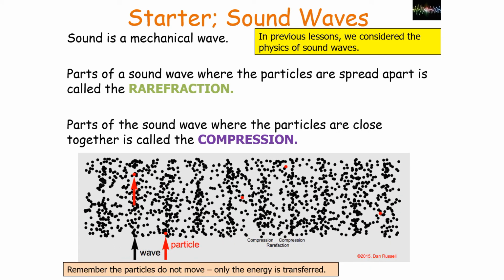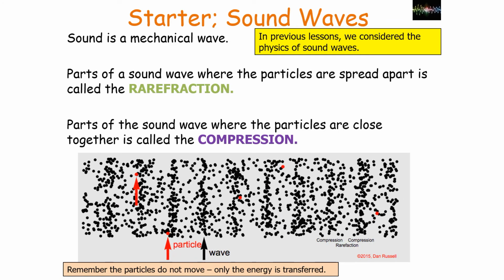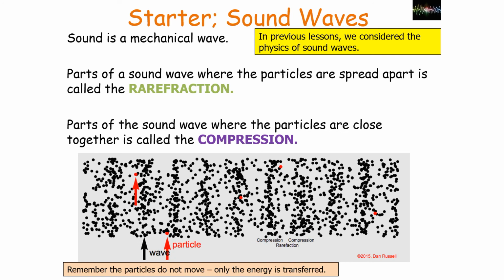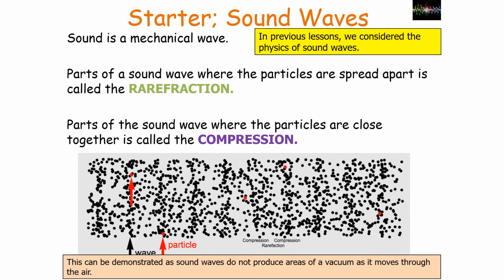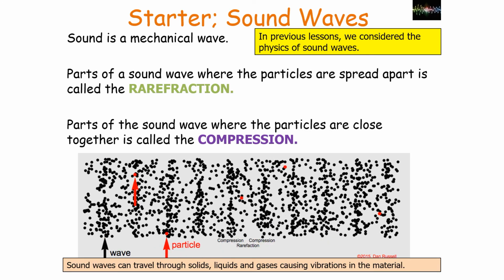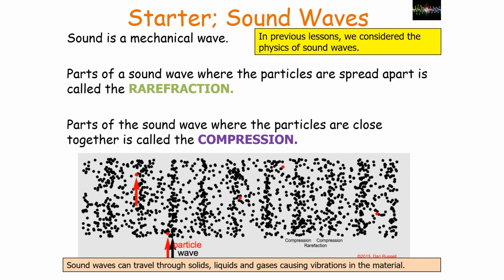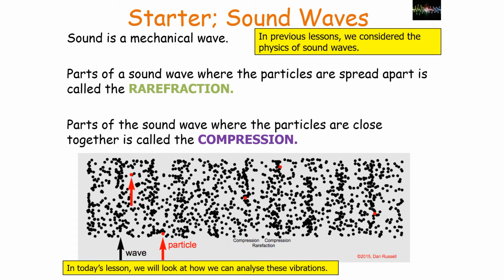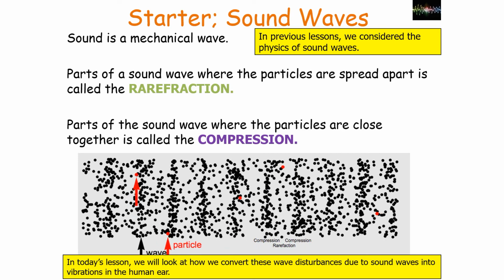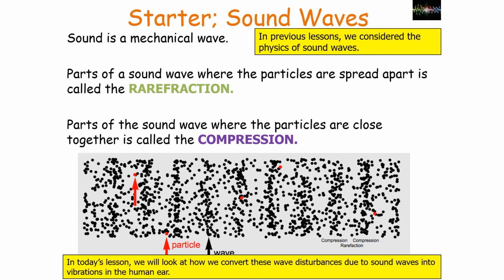Areas of rarefaction and compression move through the wave as the energy travels. Remember, in a sound wave like any other wave, the particles do not move, they oscillate backwards and forwards. Only the energy is transferred in rarefactions and compressions. This can be demonstrated as sound waves do not produce areas of vacuum as they move through the air. Sound waves can travel through solids, liquids and gases, causing vibrations in each material. In today's lesson we're going to look at how we analyse these vibrations and how we convert these wave disturbances due to sound waves into vibrations in the human ear.